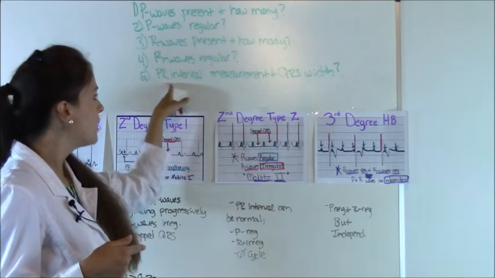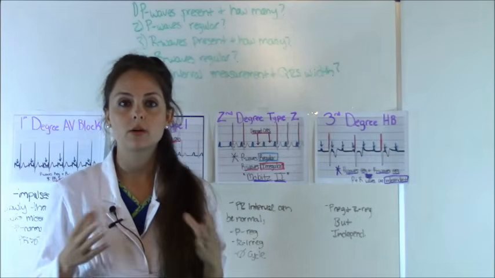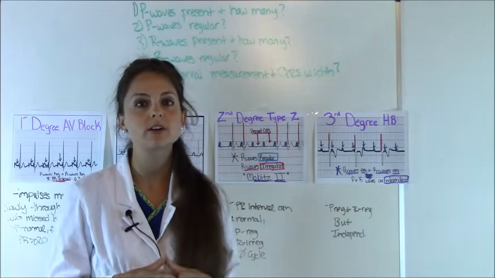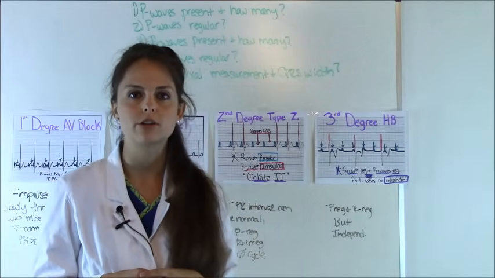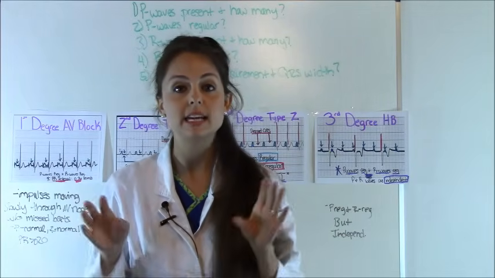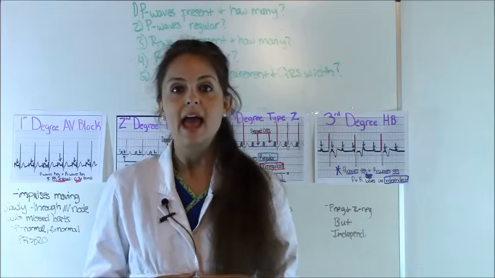And step 5, the PR measurement. What is the PR interval measurement? And the width of your QRS complex. Very important steps that you always want to follow whenever you're solving your rhythms. So let's look at each of these 4 types of rhythms individually, and let's go over them and see how they're different.